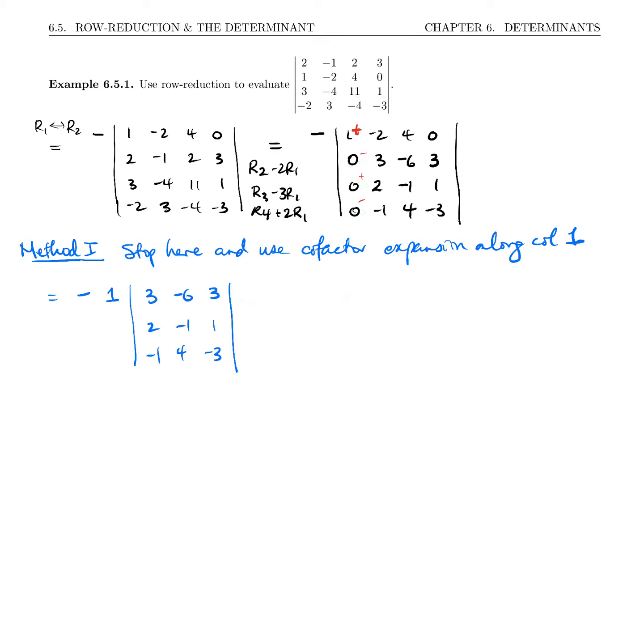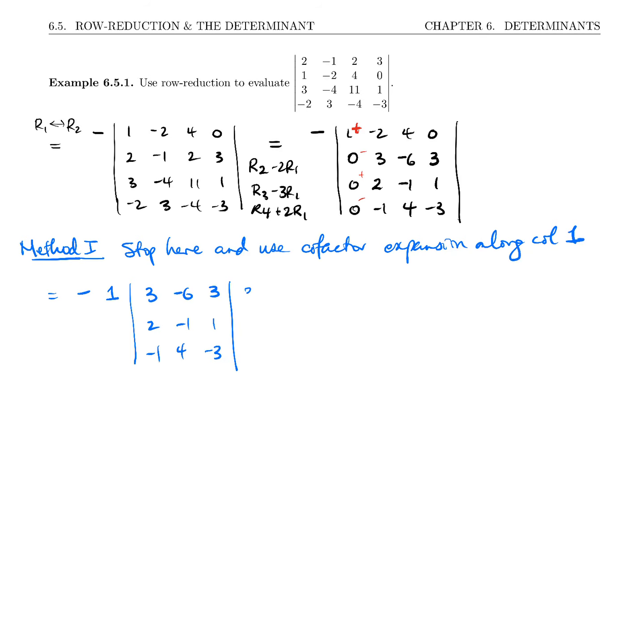We've got now a 3 by 3 instead of a 4 by 4. So this is very nice. We can use the first rule that we learned, Sarrus's rule, to evaluate our 3 by 3 now. So 3, 2, minus 1, minus 6, minus 1, and 4. And so we end up having the same minus 1 that's on the outside.